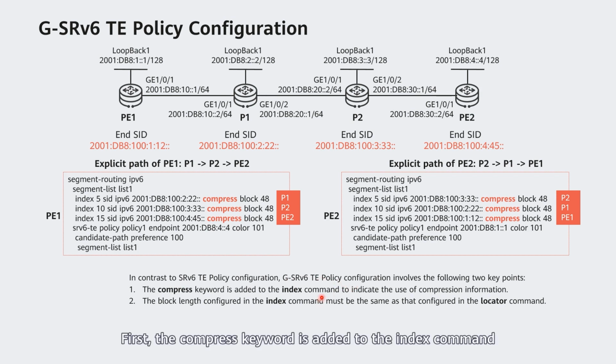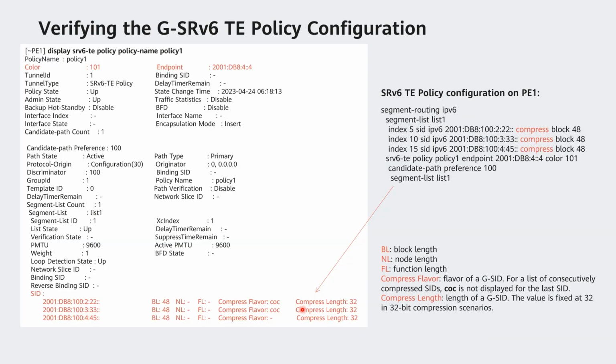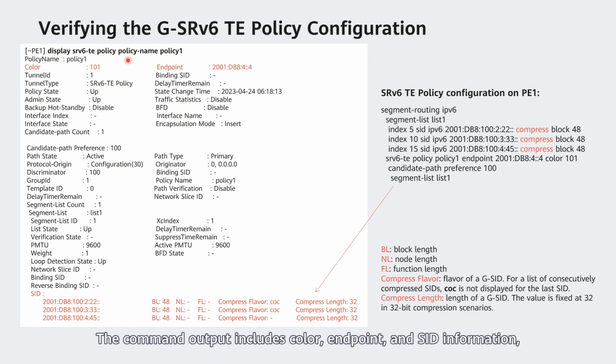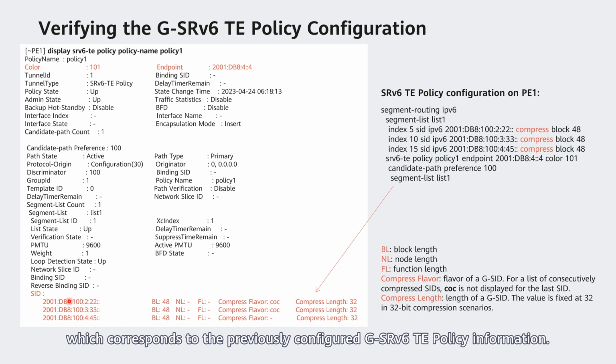First, the compress keyword is added to the index command to indicate the use of compression information. Second, the block length configured in the index command must be the same as that configured in the locator command. To verify the G-SRv6 TE policy configuration, run the display SRv6 TE policy command. The command output includes color, endpoint, and SID information, which corresponds to the previously configured G-SRv6 TE policy information.